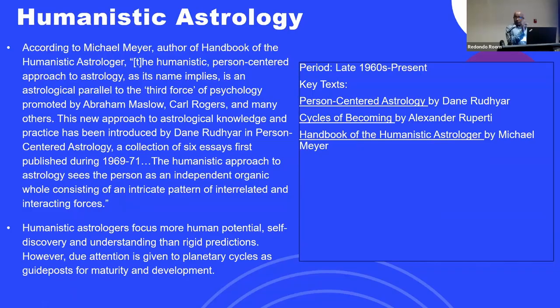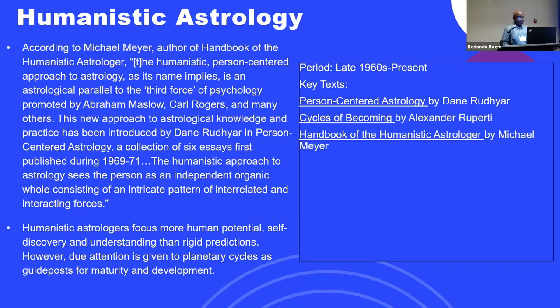There's a natural question some of you might have in Zoom land, or you might actually have here. Why did you make a distinction between psychological and humanistic? Because sometimes they are used interchangeably. There's a reason, and I like to quote Michael Meyer here, because he wrote this book, The Handbook of the Humanistic Astrologer, and I won't read the whole quote, but the humanistic person-centered approach to astrology, as its name implies, is an astrological parallel to the third force of psychology promoted by Abraham Maslow, Carl Rogers, and many others.